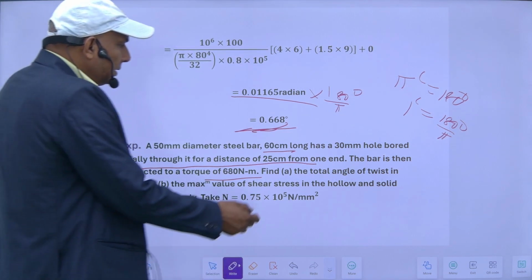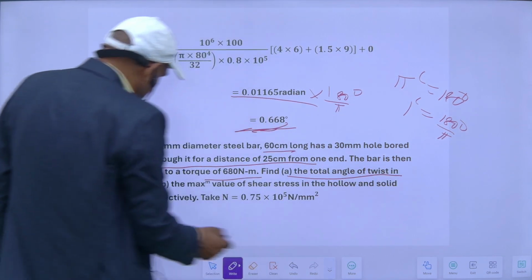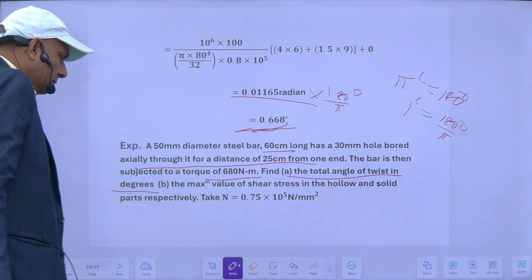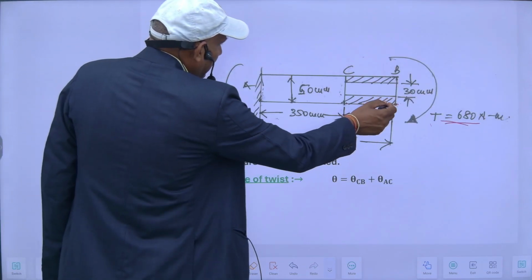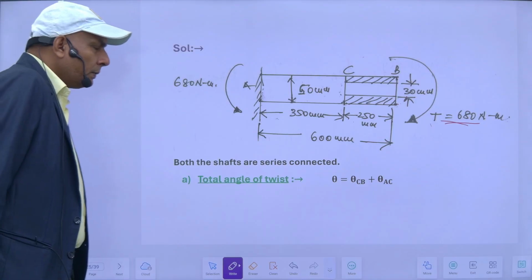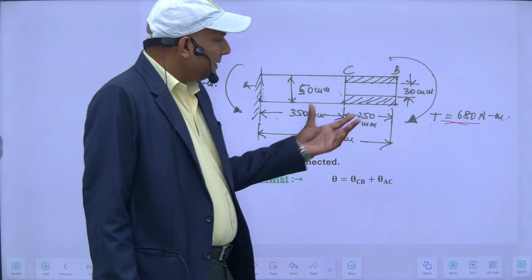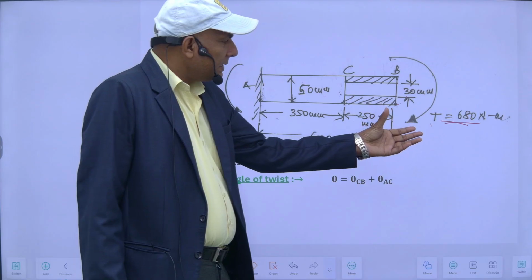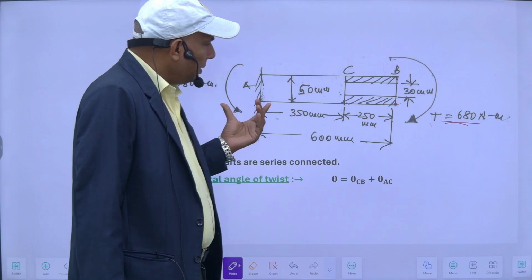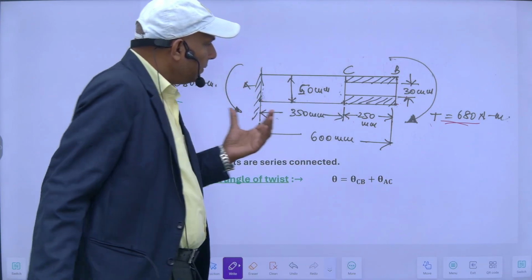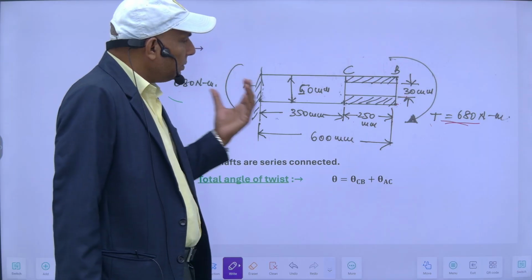So find the total angle of twist in degrees, number 1. My total angle of twist here, this is a case of series. This end is my driving end, this is the driven end. So torque is constant for this: my T is constant for this and this, so there is no torque in between.